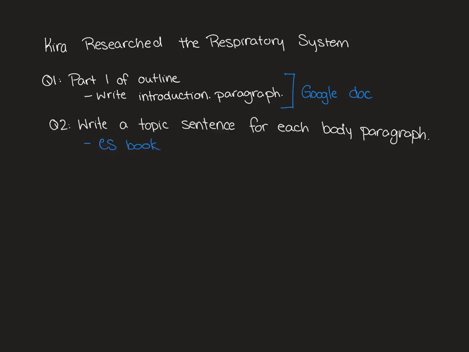Question 2 asks you to write a topic sentence for each of the body paragraphs, so for part 2 and part 3. This can be done in your CS book. For question number 3, they're going to ask you to use the topic sentences that you've written and the information from Kira's outline, and then write 2 body paragraphs for your report.